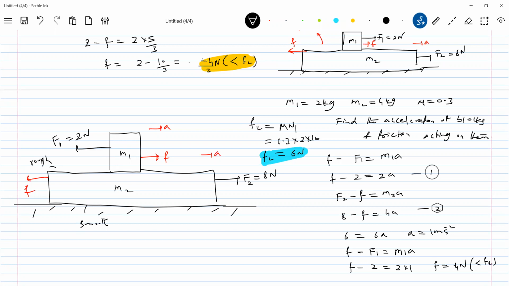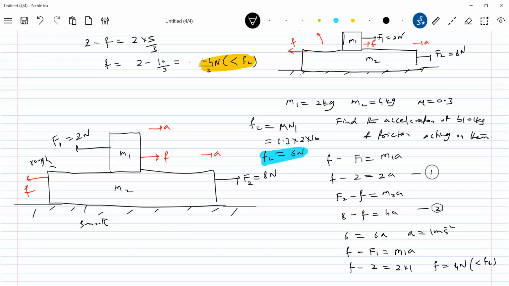Now, what is the conclusion? Did we do it right or wrong? I just changed the value of mu because I had to bring another case. So I adjusted the value of mu, I made it 0.3. So what is the limiting friction? 6 Newton. That's the maximum possible frictional force that can act between the blocks. But how much did we get here? 4 Newton. That too I got positive.